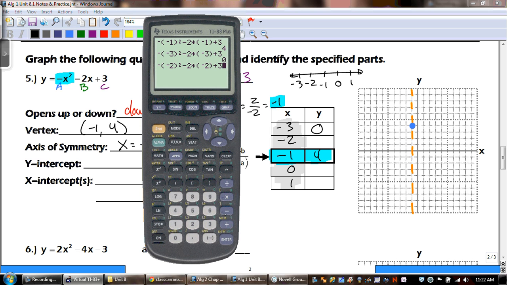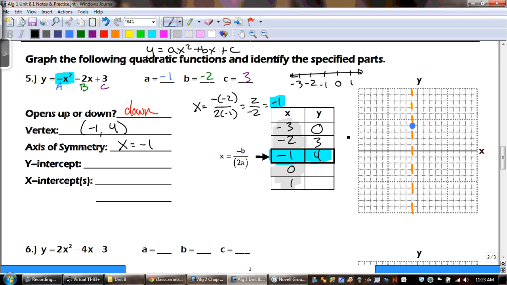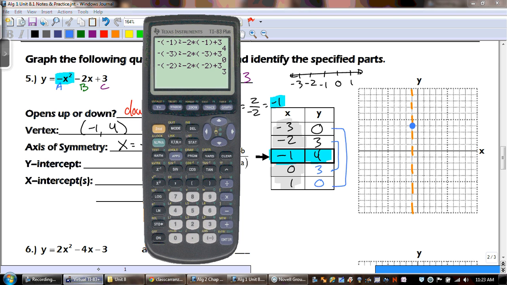And when you plug that in, guys, what do you get? I got 3. And now what we said is that graph cuts this in half. Okay, they're mirror images of each other. So I should get 3 and 0 as those points. And if you don't believe me, let's plug it in.